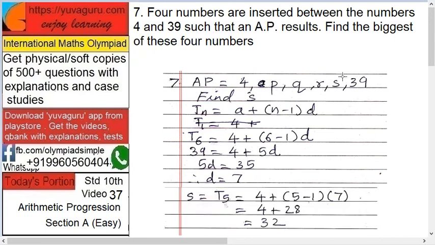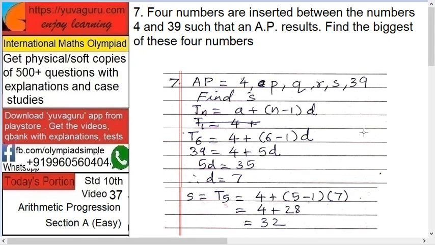But what we require, the S. S means which is the number from the start. 1, 2, 3, 4 and 5. T5 we require. So T5 equals to A plus 5 minus 1 into D, 7, and A is 4. So solve this. 4 plus 28 equals to 32. So the number is 32.